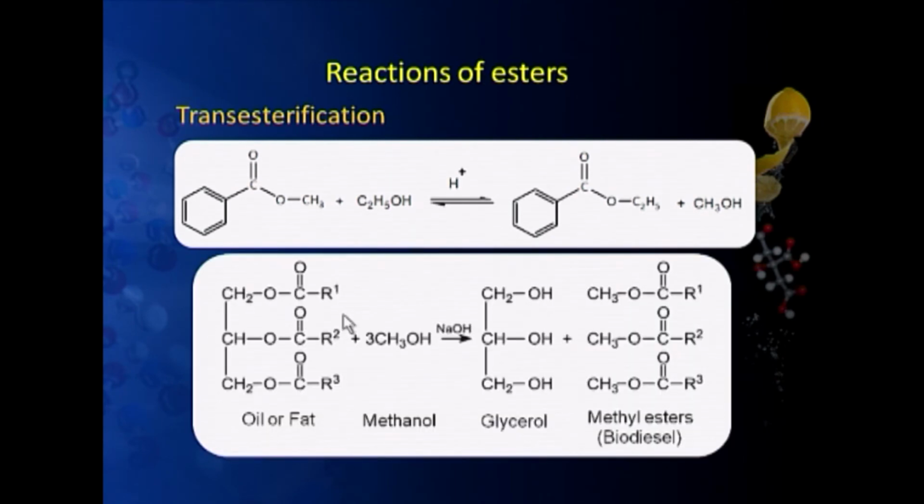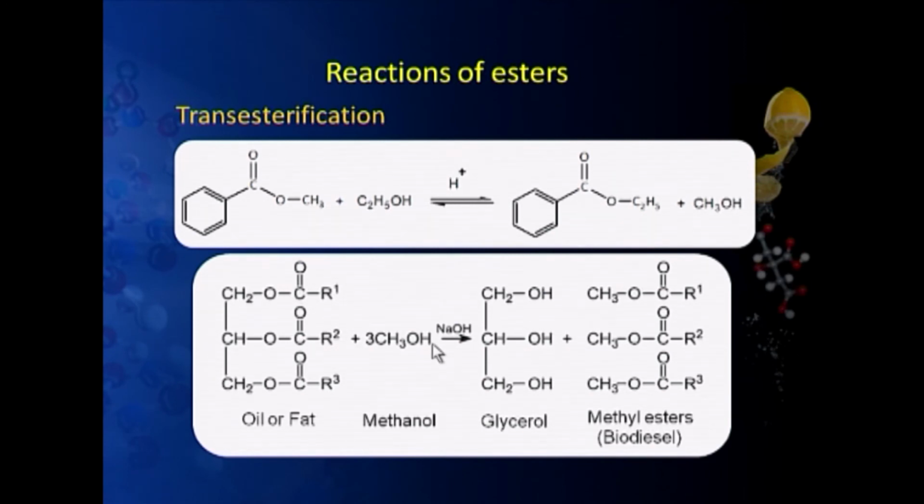Oils and fats, you know, are the esters of glycerol with long chain fatty acids. This CH2, CH, CH2, OH, OH, OH, this is a 3 carbon alcohol called glycerol, and oils and fats are the esters at these 3 hydroxyl groups. This R1, R2 and R3 represent very long carbon chains, generally 12 to 18 carbon chains. When this is treated with methanol, as I said, transesterification can be catalyzed with acid as well as base.